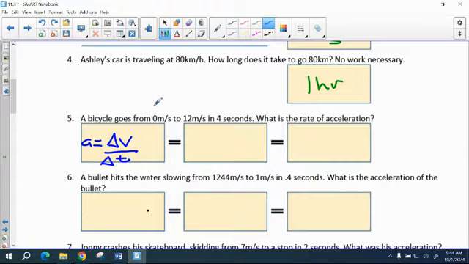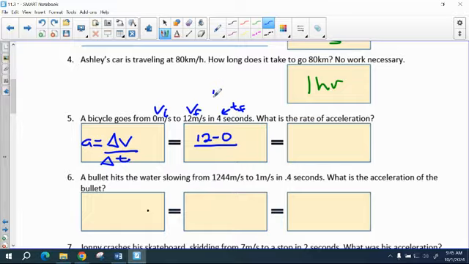So what's the change in velocity? Well, this is our final velocity, right? And this is our initial velocity. So we're going to say 12 minus 0, right? And then this is our change in time, because this is technically our final time.